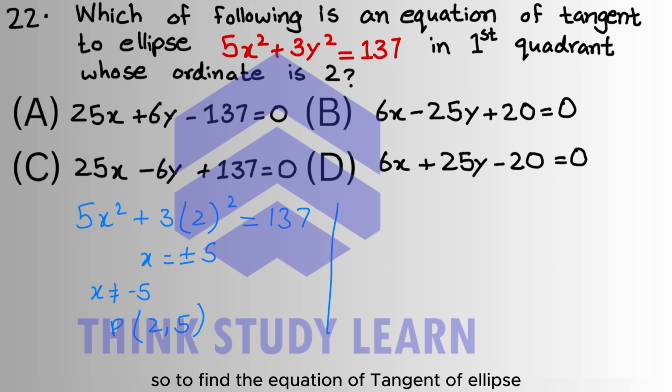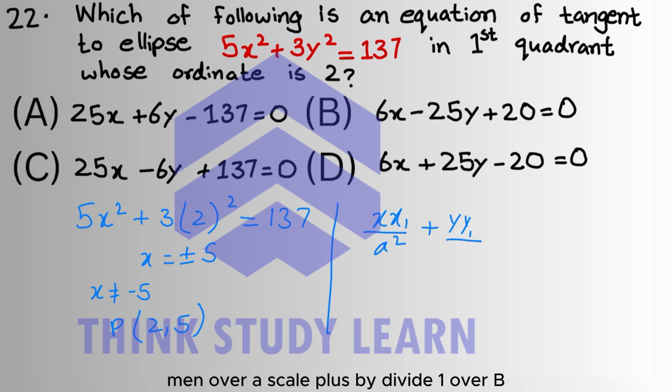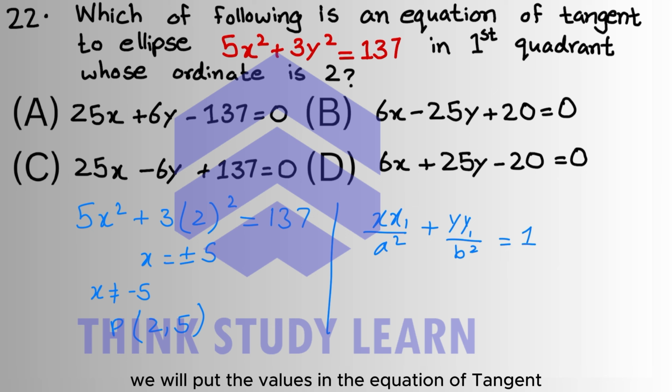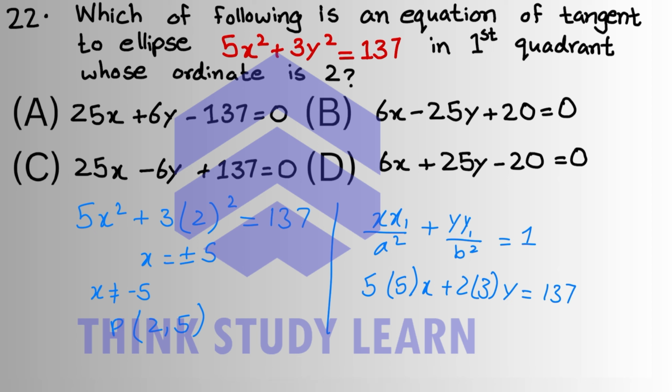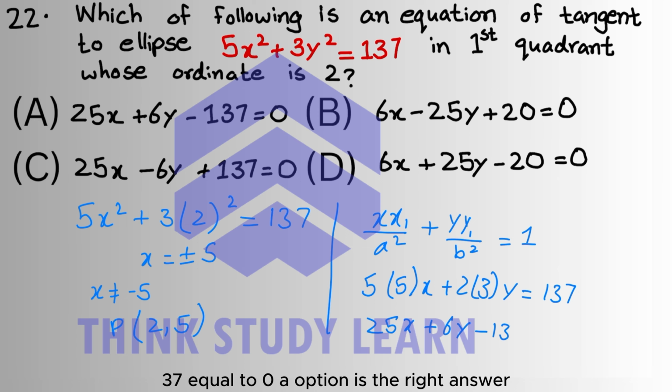So to find the equation of tangent of ellipse, we have the formula x into x1 over a square plus y into y1 over b square is equal to 1. So simply we will put the values in the equation of tangent of ellipse formula. Putting values will give us the equation 5 into 5x plus 2 into 3y is equal to 137. The equation will be 25x plus 6y minus 137 equal to 0. A option is the right answer.